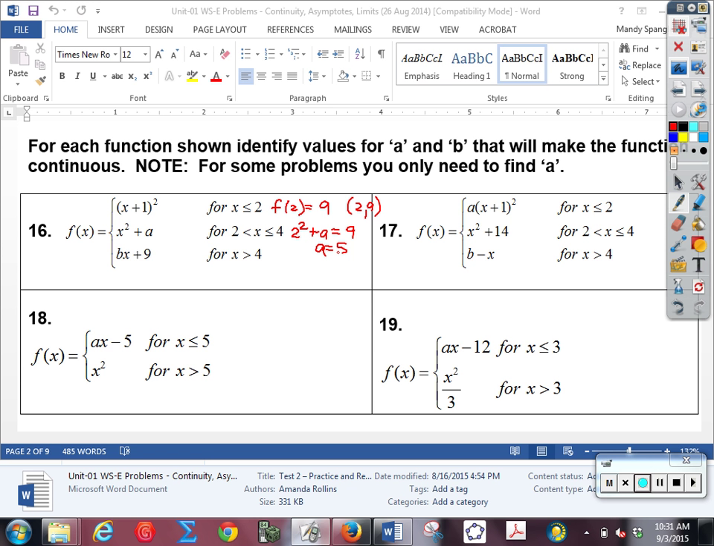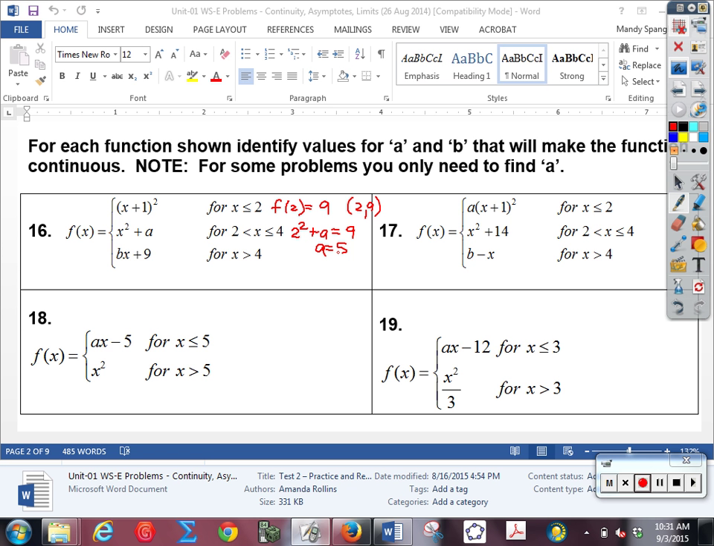So it's now continuous at 2. What's the other place that might not be continuous? 4. I need to find out what it's doing at 4, right? Do I know what this function is doing at 4? Now I do, because it's going to turn to a 5.